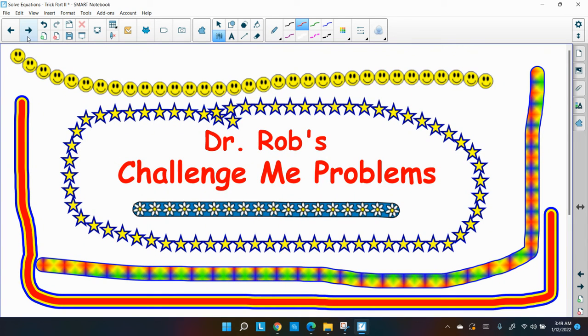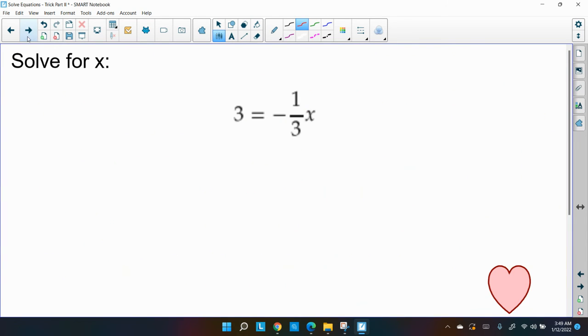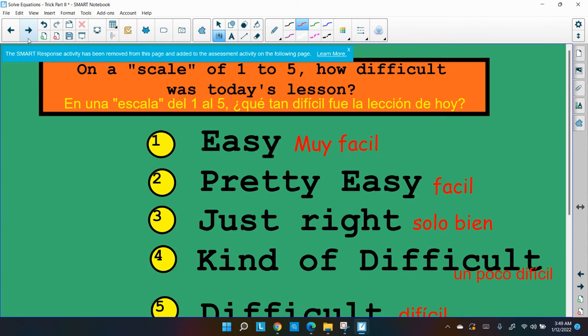I do have a challenge problem that I got from a New York State 8th grade assessment. This is an 8th grade question. 3 equals negative 1/3 x. So solve it for x. I think you can do it because you're really good at this now. So I hope the lesson was easy for you.